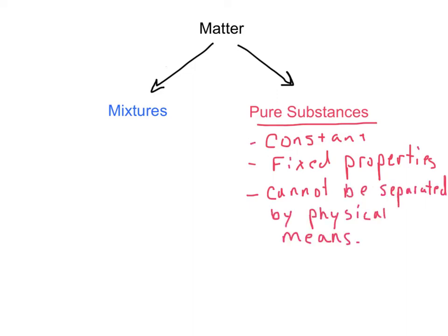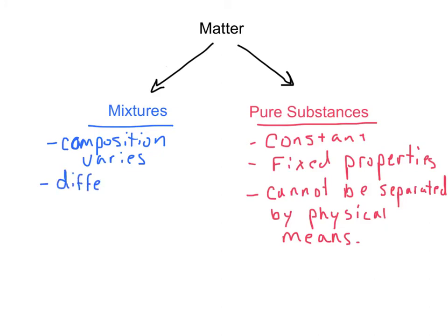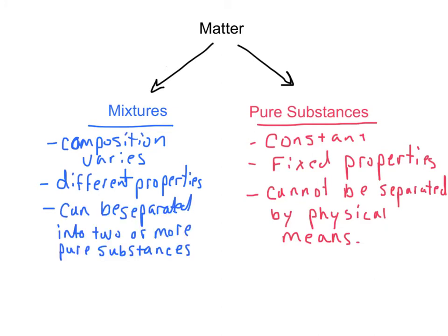Okay, let's look over here at mixtures. Mixtures are just that. They're mixes. So their composition is varied. They have different properties. They can be separated by physical means. And by physical means, we mean like chromatography. We can use magnets. We can use water. We can use all kinds of different things to separate. And they can be taken down to pure substances.